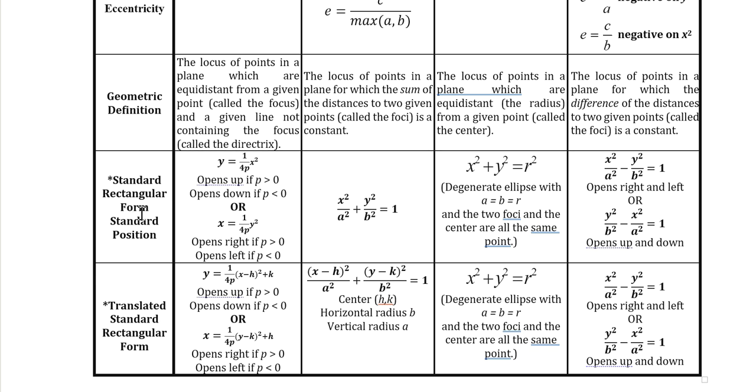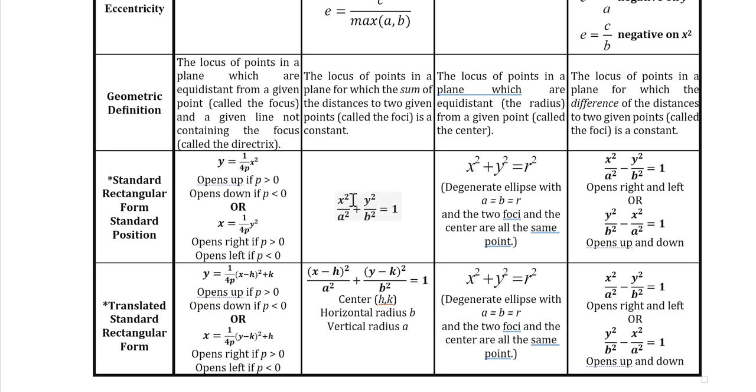Okay, so the standard rectangular form in standard position is y equals 1 over 4p x squared. It opens up if p is positive and down if p is negative. Or x equals 1 over 4p y squared, opens right if p is greater than 0, left if p is less than 0. Now if we translate it, then we shift it by vector (h, k). Now it becomes y equals 1 over 4p (x minus h) squared plus k, or x equals 1 over 4p (y minus k) squared plus h.